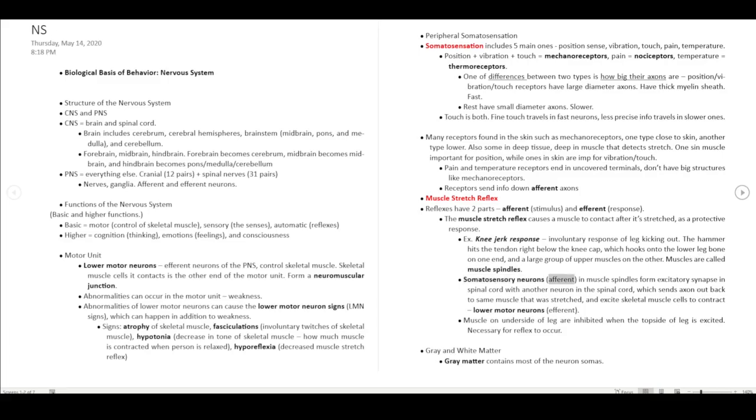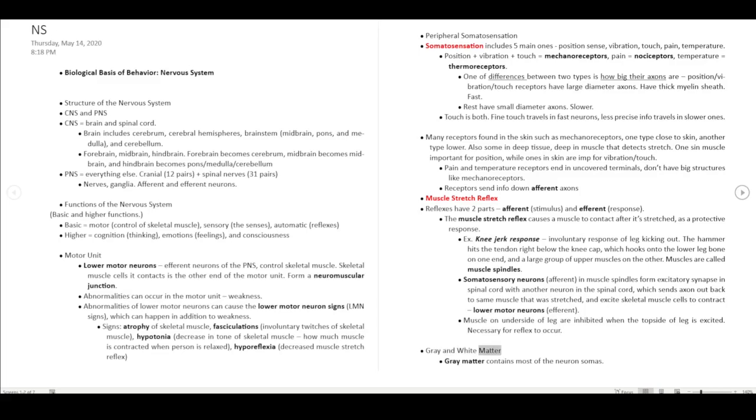Somatosensory neurons, afferent, in muscle spindles form an excitatory synapse in the spinal cord with another neuron, which sends an axon out back to the same muscle that was stretched, and excites skeletal muscle cells to contract: lower motor neurons, efferent. Muscle on the underside of the leg is inhibited when the top side of the leg is excited. Necessary for reflex to occur.